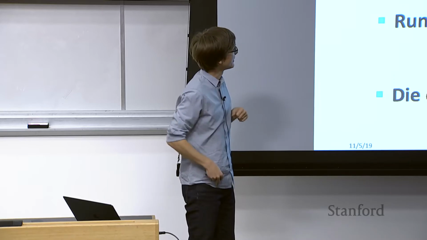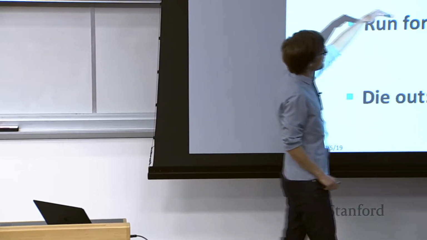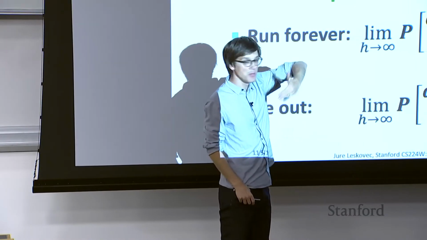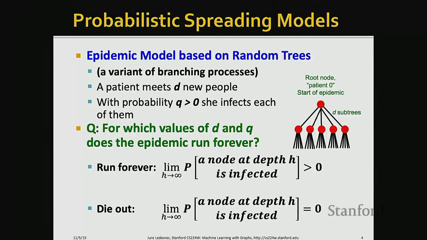You can think of it as an infinite tree where every patient meets d people, and with probability q, the patient infects one of these d people. So the question is, for which values of d and q does this epidemic run forever? Rather than thinking of this on a network, we think of an infinite tree where every node gets a chance to infect other nodes, and if the infection happens, with probability q, then the downstream nodes, the children, again each get a chance to infect other people.